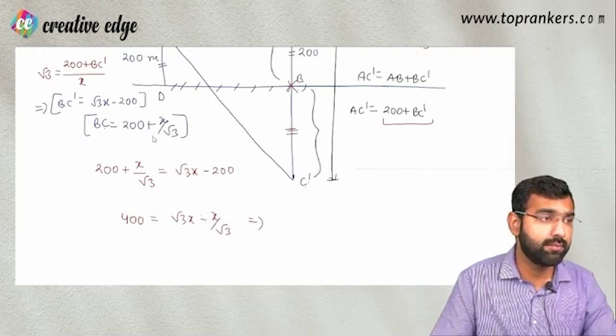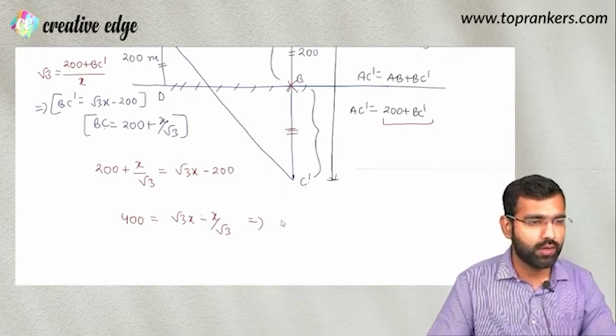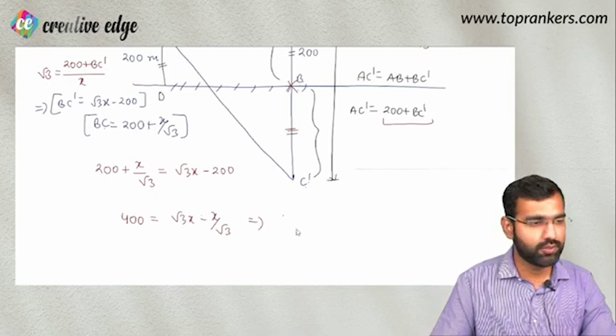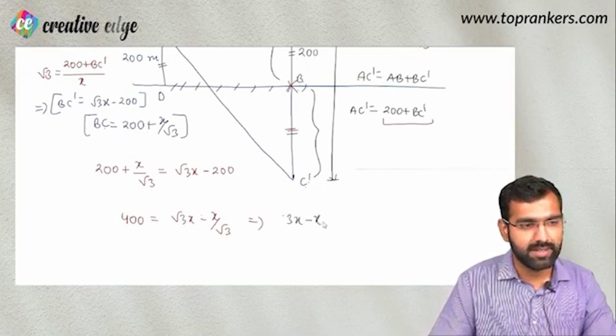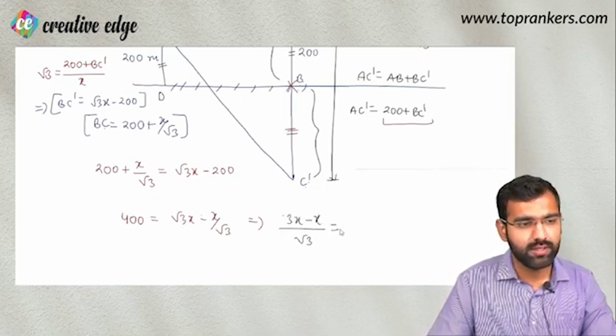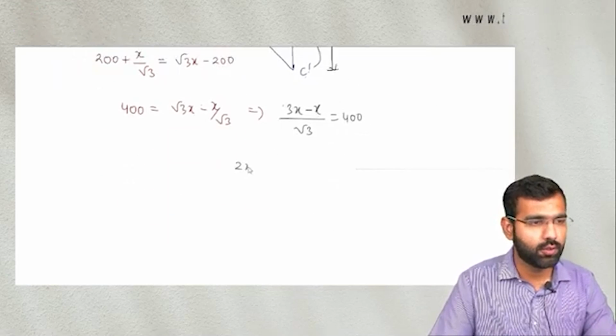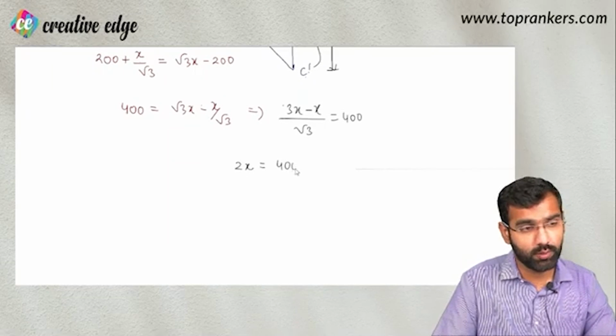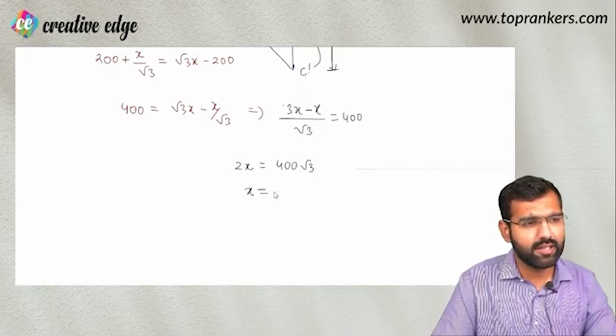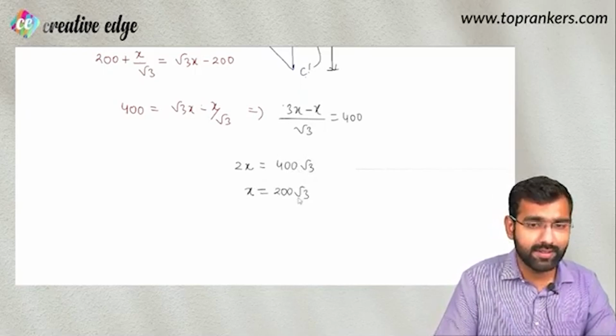Now if I simplify this, what do I get? 400 is equal to root 3 into root 3 is 3. So this is 3x minus x divided by under root 3 is equal to 400. That is going to be 2x, right? So this is going to be 2x, and taking under root 3 to the other side, 400 times root 3. So the value of x turns out to be 200 root 3. Well, that's not the answer.